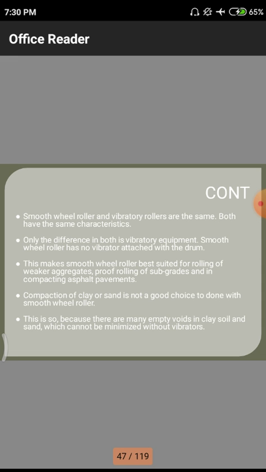Only sheep foot rollers are suited for those, and smooth wheel rollers for smooth surface roads, that means granular irregular soils and others. Next point: this is so because there is a chance of many empty voids in clay soils and sands. What can minimize these? Using vibrators. That means there are many empty voids in clay soils and sandy soils, which can be minimized using vibrators.